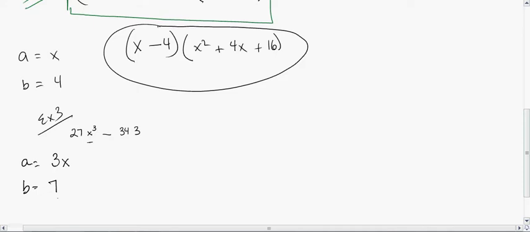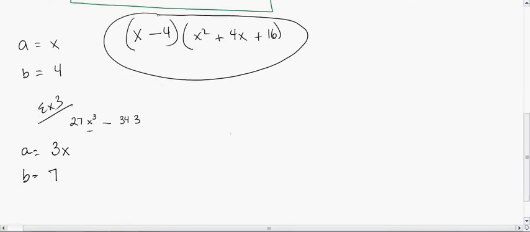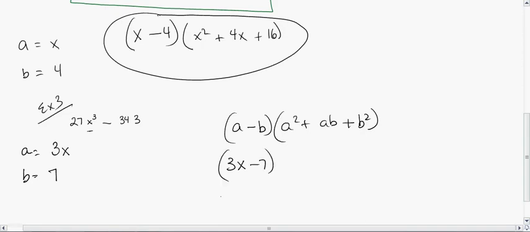Now we plug it into the formula. So let's write that formula down again. A minus B times A squared plus A times B plus B squared. All right, A is 3x, so 3x. B is 7, minus 7. A squared. So what's 3x squared? Well, 3 times 3 is 9, and x squared is just x squared.